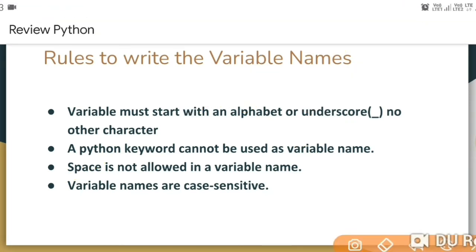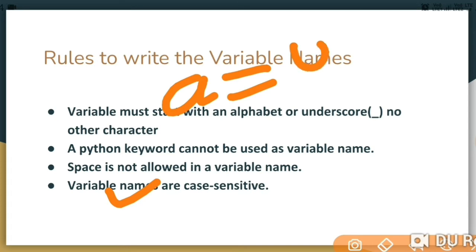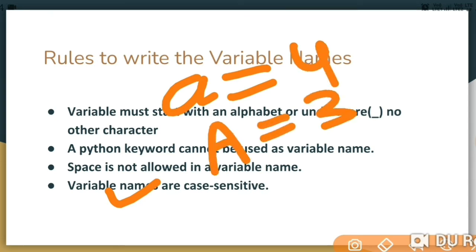The next rule is that variable names are case sensitive. Suppose there is a variable a, you are assigning the value 4, and there is a capital A, you are assigning 3. So small a is different, capital A is different. Both variables are different because Python is a case sensitive language. That is why small a is one variable and capital A is another variable.